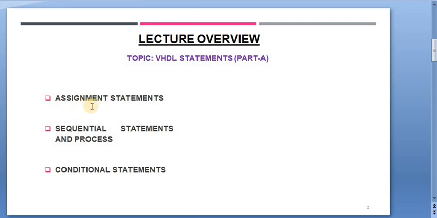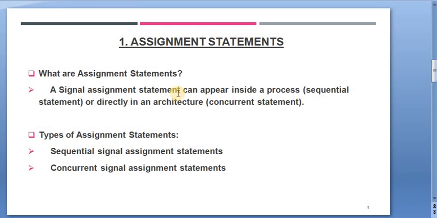As you see on the slide, today we will take up three important topics, that is assignment statements, sequential statements and process. And at last we study with examples what are conditional statements. So let's start our first topic, that is signal assignment statements. As you see on the slide, the first question that comes to our mind is, what are assignment statements?